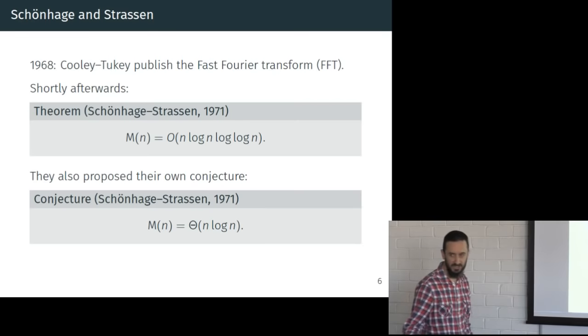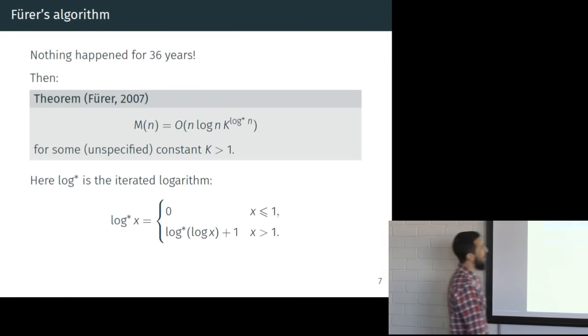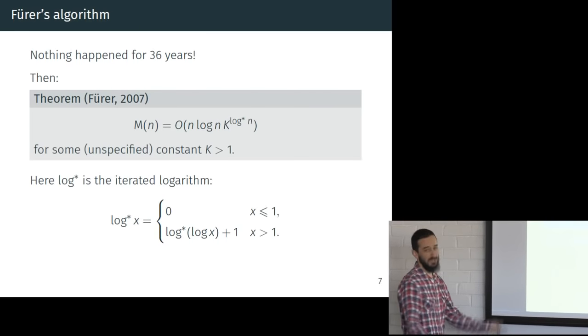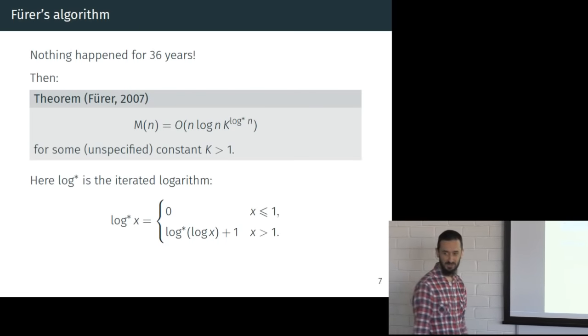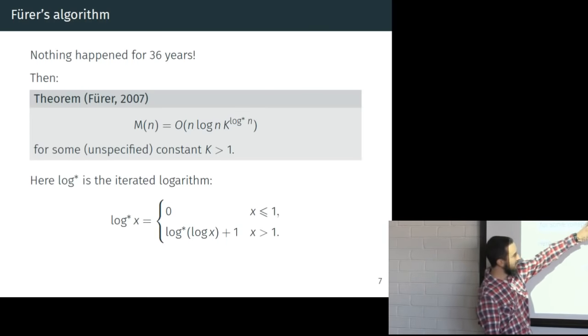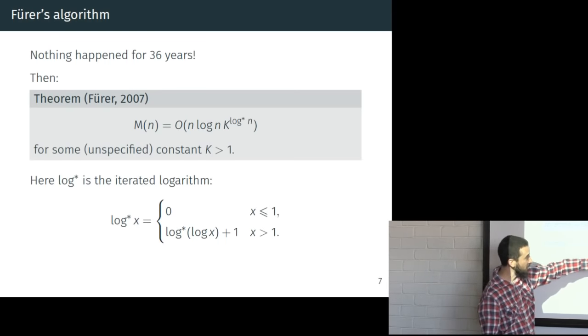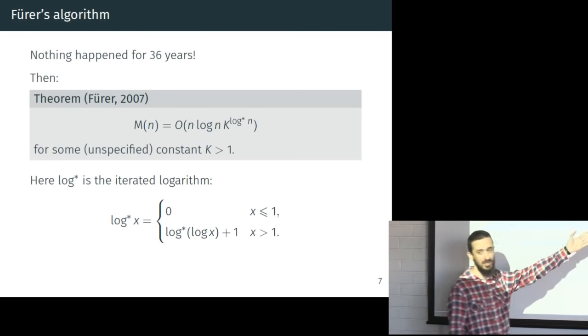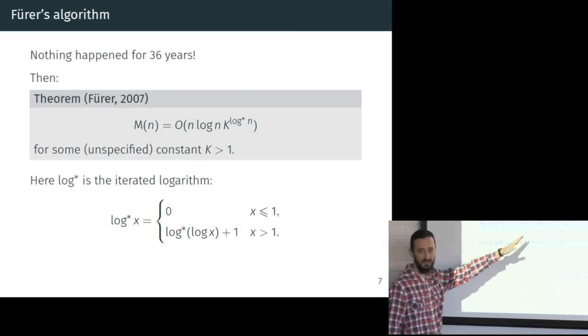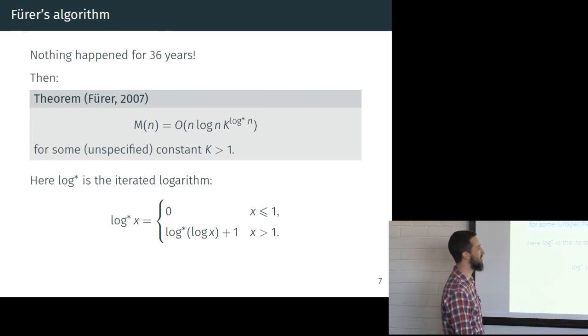Now, nothing happened for 36 years, which is a very long time for a problem like this. Well, I guess various things happened. I was born, for example, that was important to me. But then, in 2007, so I guess towards the end of my PhD, Martin Fürer came up with this better algorithm, which was a great shock. I mean, this had a huge psychological impact, I think, the fact that you could do better than this thing that had stuck around for 36 years.